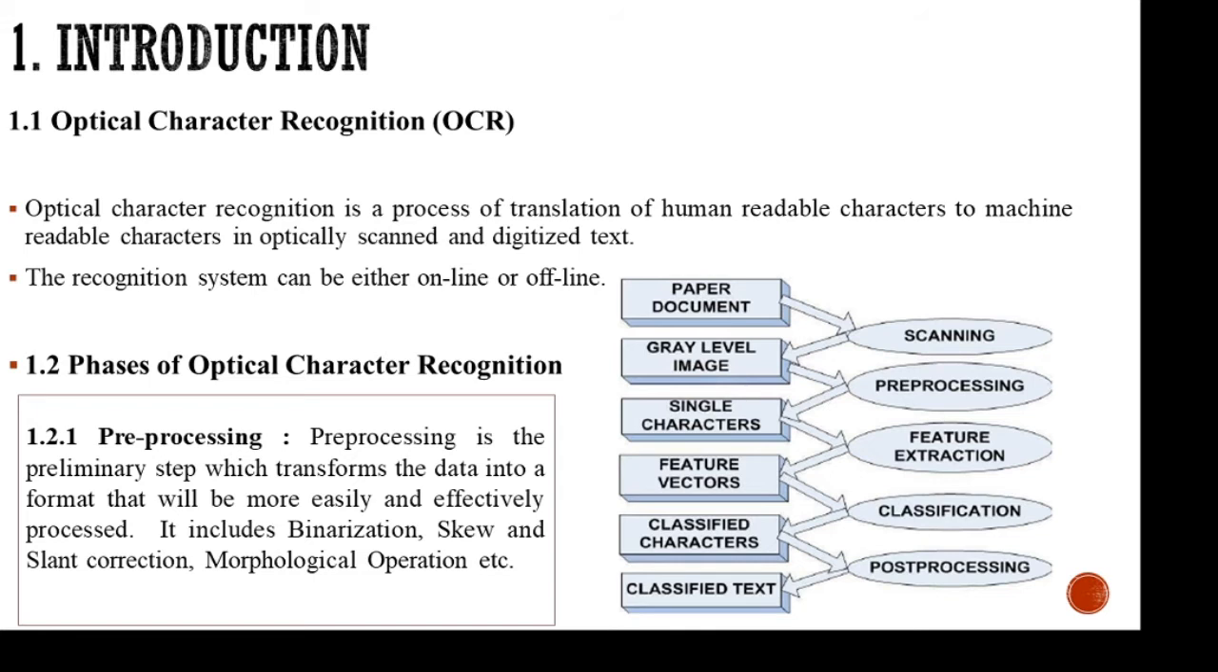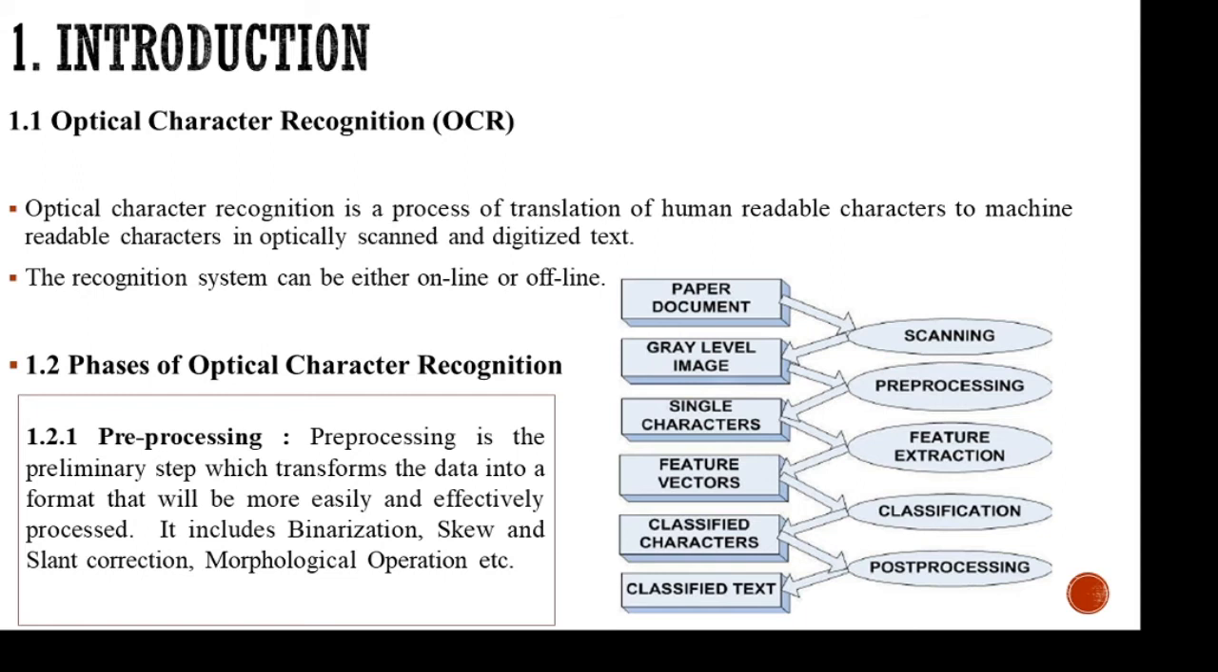The phases of optical character recognition are as seen in this diagram. The first phase is scanning the text from the scanner and converting the image into grayscale. After converting the image, it goes to pre-processing, which is the first step of OCR.